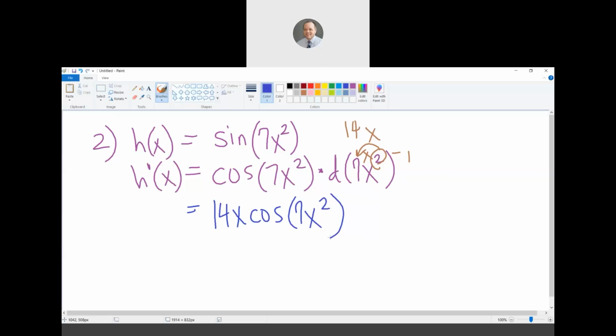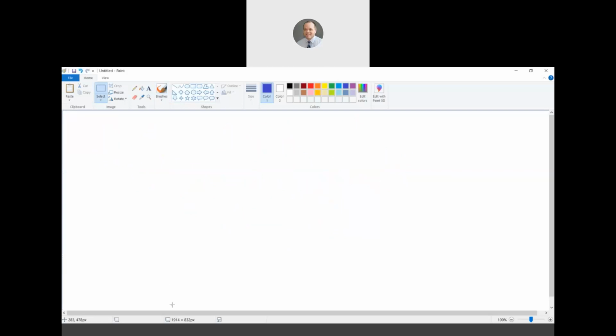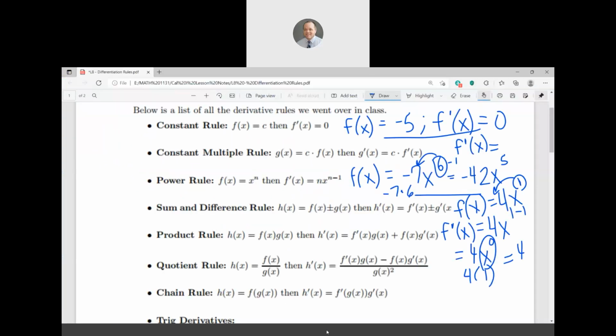Let's look at an example now. Let's look at an example involving a fraction. And let me copy and paste our quotient rule.